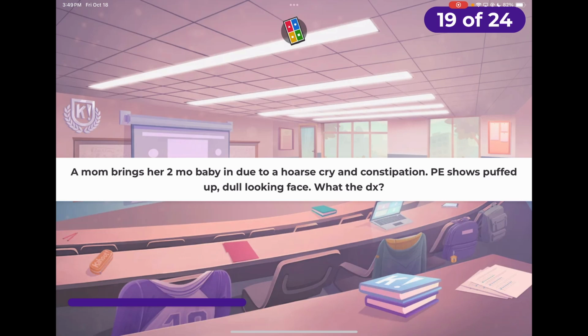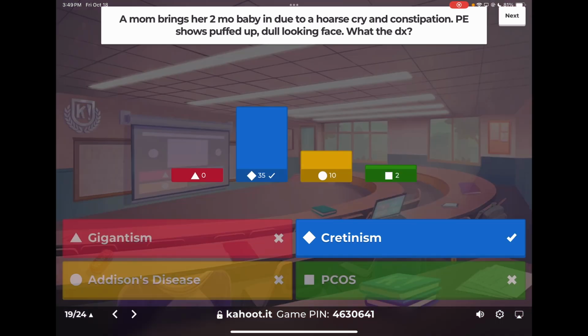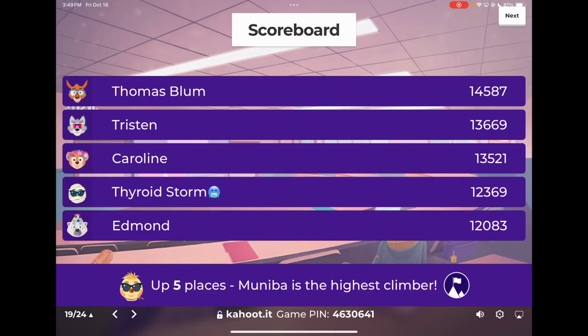Okay, mom brings her 2-month-old baby in due to hoarse cry and constipation. Puffed up, dull-looking face. What's your diagnosis? Again, infant with this. Gigantism. Can you have gigantism in a baby? What is gigantism? Gigantism is excess growth hormone before the epiphyseal plates close. Okay, Addison's disease, you won't see that in a 2-month-old. PCOS won't be in a 2-month-old baby. Cretinism is what happens with the babies.